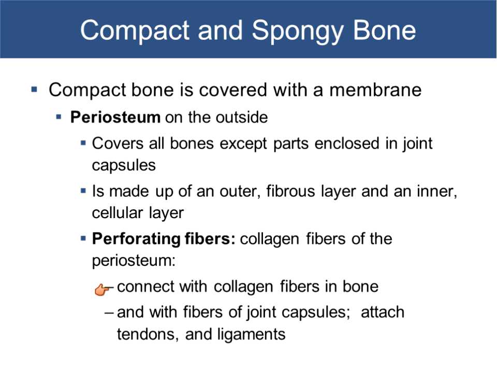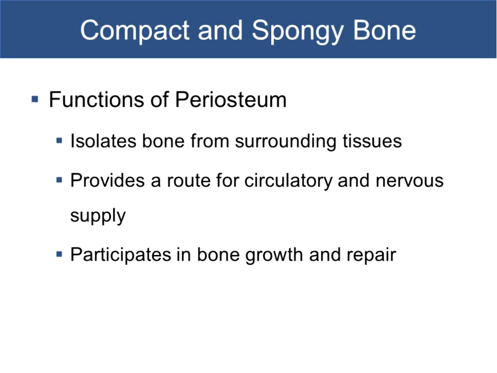Those same collagen fibers that connect the periosteum to the collagen fibers in the actual bone itself are the same collagen fibers that will attach to the tendons or the ligaments. So it allows for a very firm attachment for the muscles and for the other bones that are attached via the ligaments. So ligaments attach bone to bone, tendons attach bone to muscles. So these perforating collagen fibers allow for a very strong connection from one bone to the next, although allowing some flexibility.